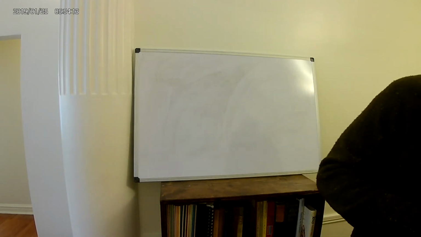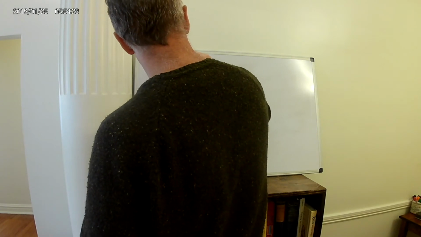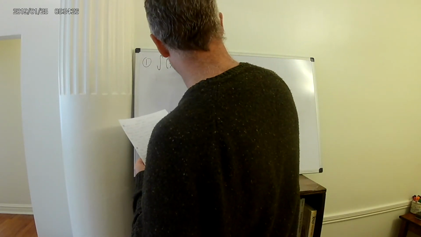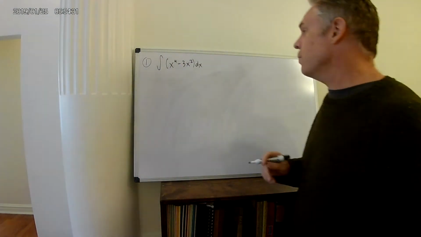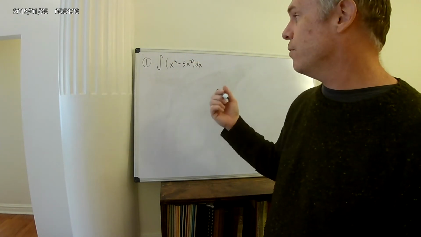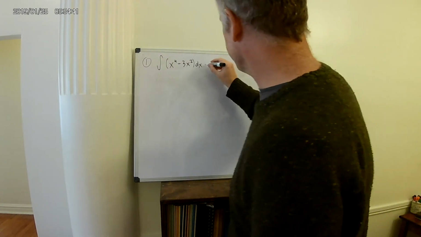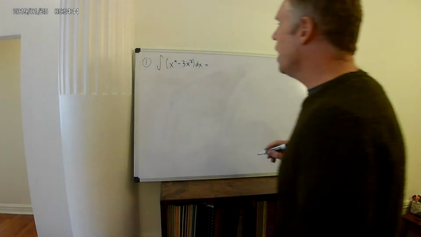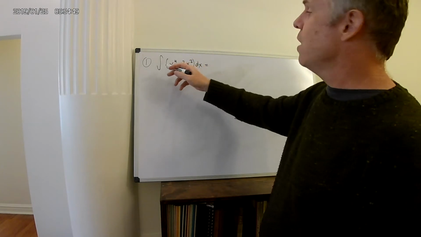Okay, so I have a couple examples for you guys. One of them is this. Let's find the indefinite integral of x to the fourth minus 3x squared. Again, because there are no integration limits, this is not a number. It's not an exact area under a curve. It's a function. And we're trying to find an antiderivative function to this. What is the antiderivative of this function?